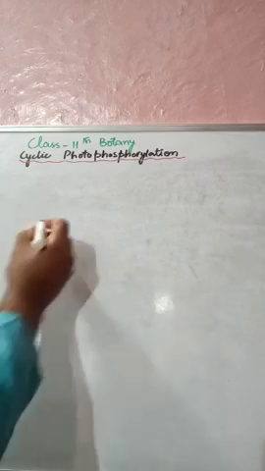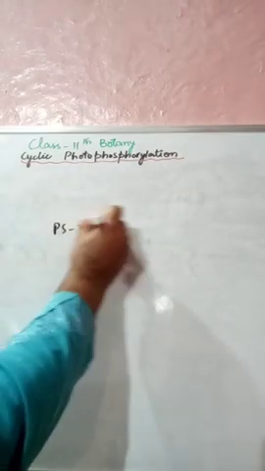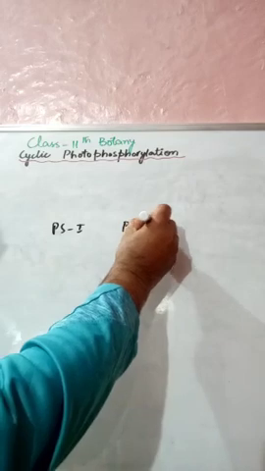Last time we were studying this. We have started photophosphorylation, and we have discussed the non-cyclic photophosphorylation. In non-cyclic photophosphorylation, both PS first and PS second are involved. Today we are going to discuss one more type. What is that type?